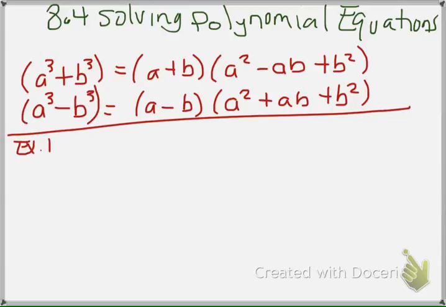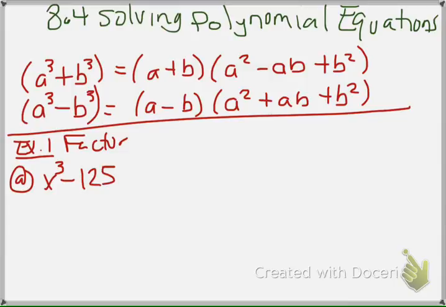So this is just under example 1, factor. This is the first problem we're going to see. X cubed minus 125. So obviously, is this a difference or a sum? A difference, because it has a subtraction, right? So I need to look at each of these things. This represents who? The A cubed, yes? Who's my B cubed? Just the positive 125. My B cubed is 125.